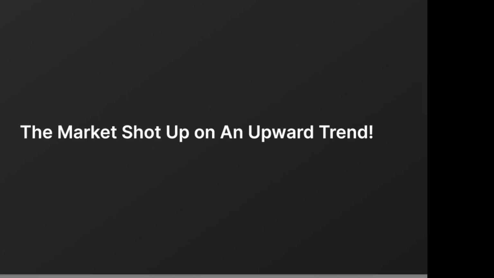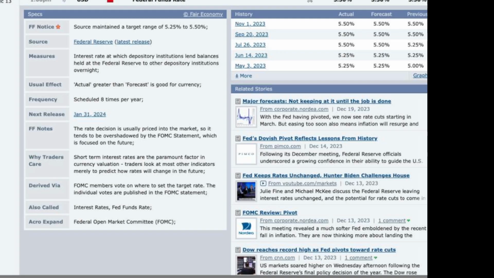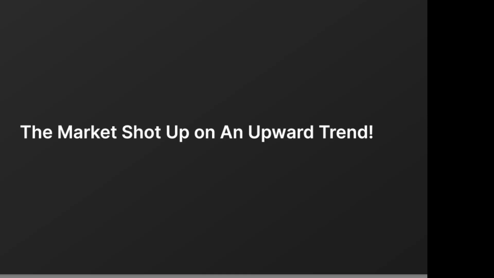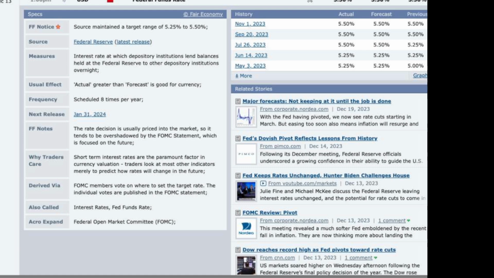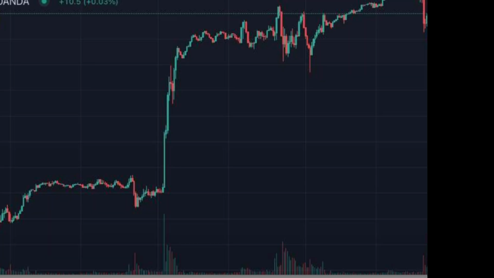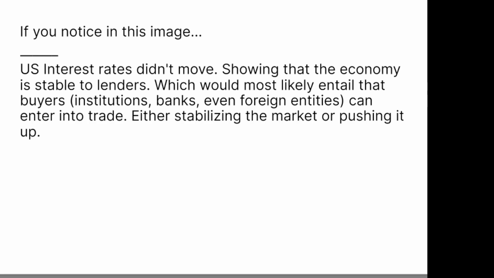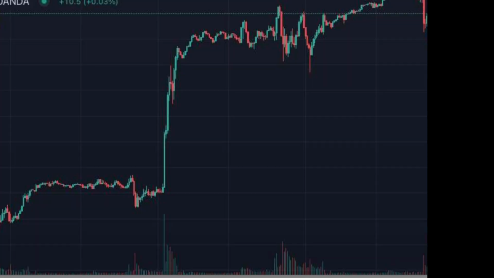And guess what? When I looked at this, I went back and I back tested this. I went back to the market and I looked at these dates from November to May. And I did a technical analysis. And guess what? The market shot up on an upward trend. You really can't see the date. I accidentally blocked it out. But if you look down, this first huge green candle was those months from November to May. And guess what? The market was stable. The interest rates were nice and high, right? Stabilizing market, and it shot up.